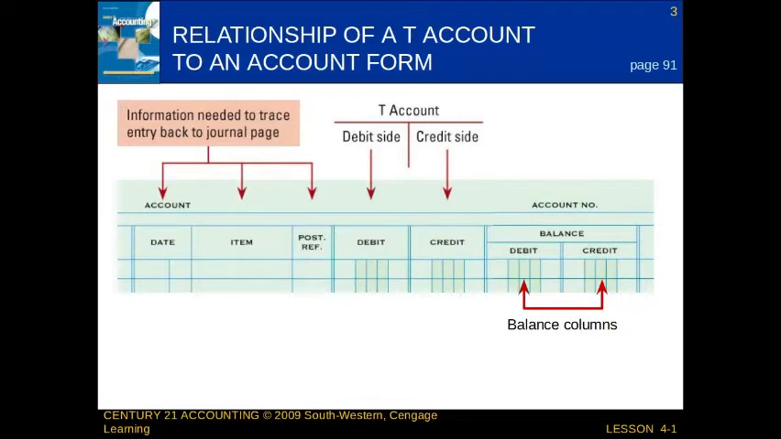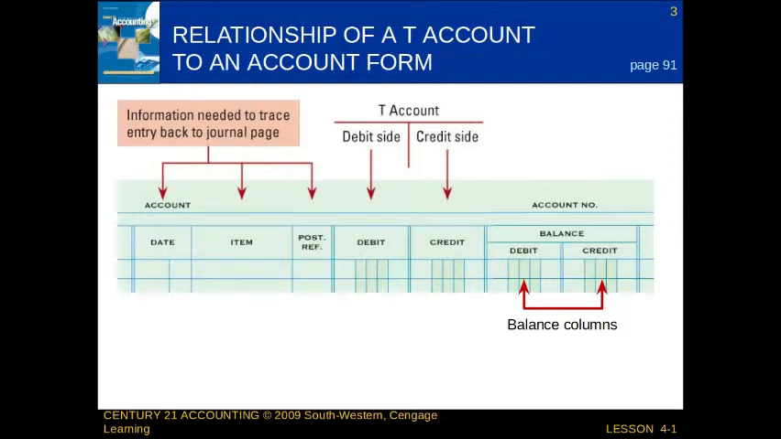Alright, next we'll be talking about the relationship of a T account to an account form. So what we're looking at here is where it says account, date, item, and post reference. Those are all pieces of information that are needed to trace back the entry to the journal page. Next, where it says debit and credit, these would be where the amounts of the account would be listed. So if we had an asset account, assets have normal debit balances. So we would put the amount for that in the debit column. And then we would bring that amount over to the debit balance column.